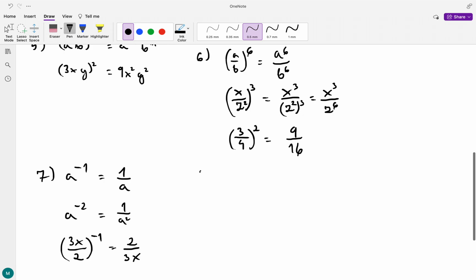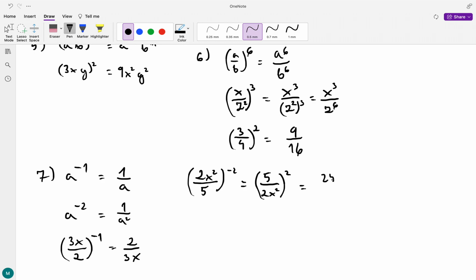Let's say we have 2x squared divided by 5 to the power of -2. Now, if you're comfortable with applying these rules, you can actually do it in one step, but I'm going to separate it, okay? So first, I'm going to apply the negative exponent. So I'm going to say it's 5 over 2x squared, okay? So I applied the negative exponent, and I flip the fraction.